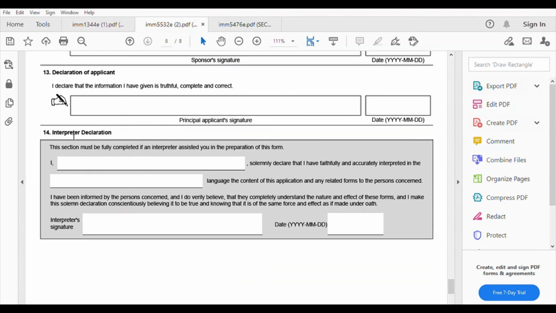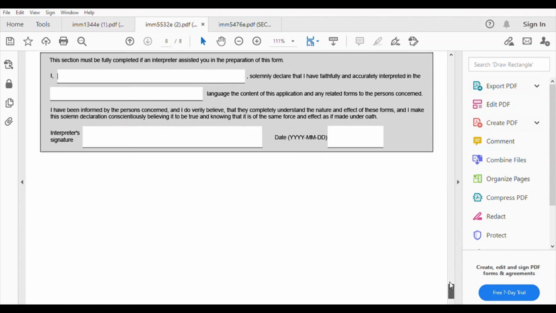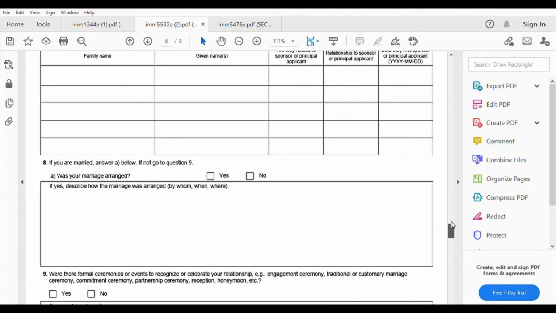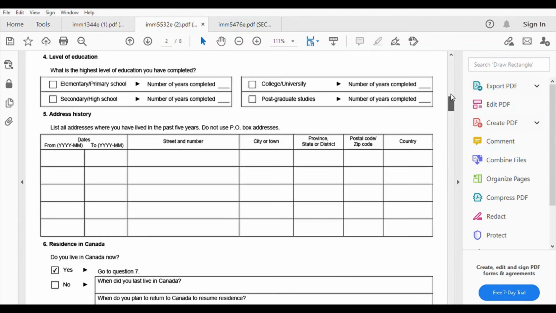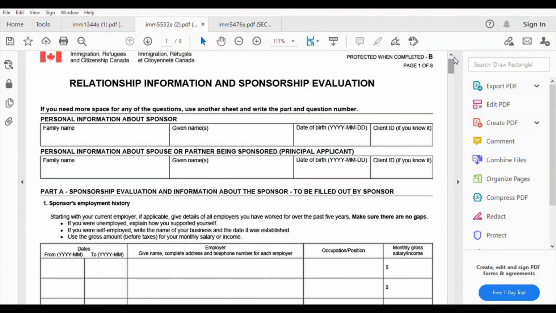For this part, you only fill it in if you used someone to help you with translation. If not, then it's not applicable. You mention not applicable because you didn't use anyone for translation. So that's it for this application. So let's move to the third application.